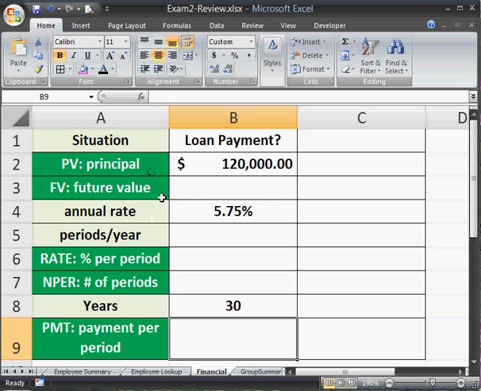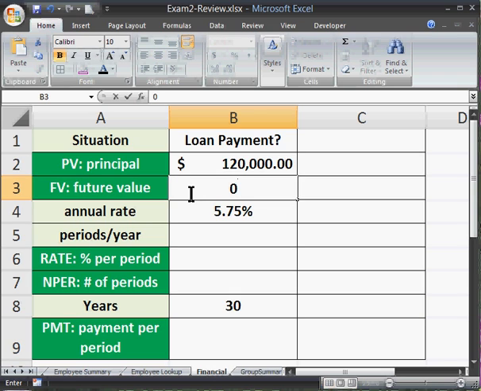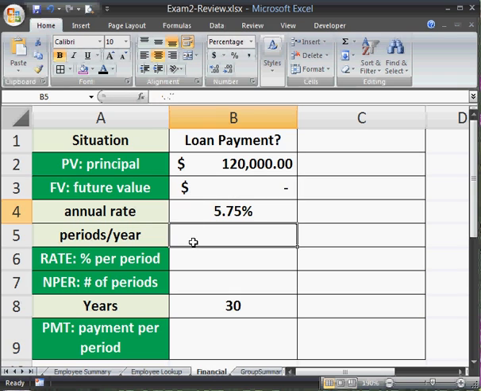Well, we've got to go back and fill in these other green boxes to get the information we need for the formula. Future value. It's a mortgage. It's a loan. We always want the future value to be 0. Periods per year, monthly, so it's 12.